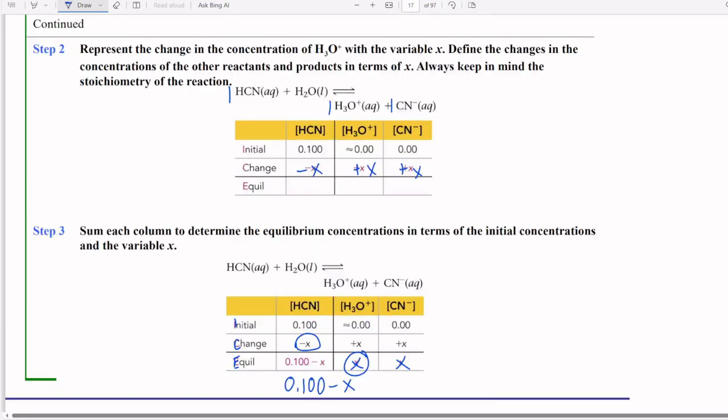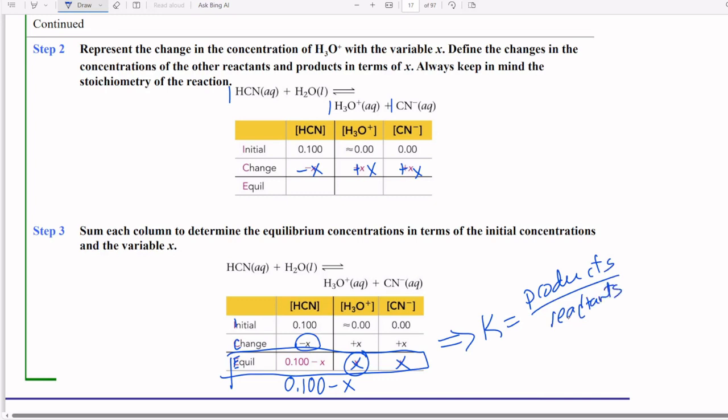Next we take the equilibrium row, this row that we have right here, and we bring that forward into a K expression. Remember from the last chapter, K is equal to our products over reactants raised to their respective coefficients. In this case, the coefficients for all of these is 1, and for most of the acid problems, that will be the case. We call this the Ka because it's the K for our acid.